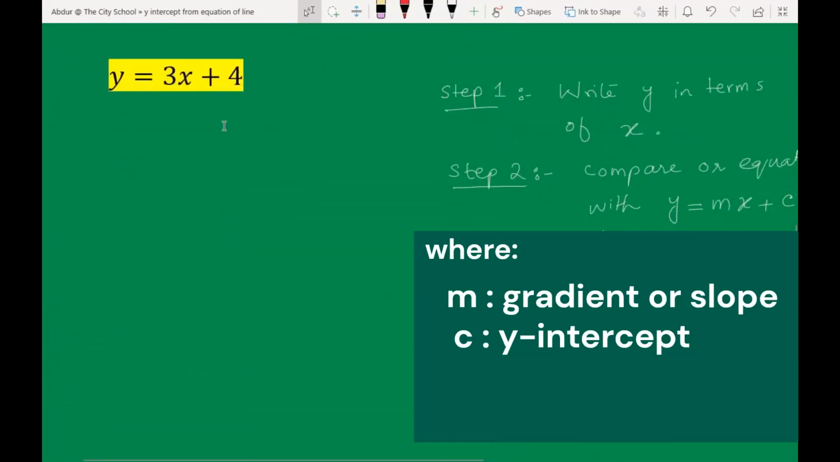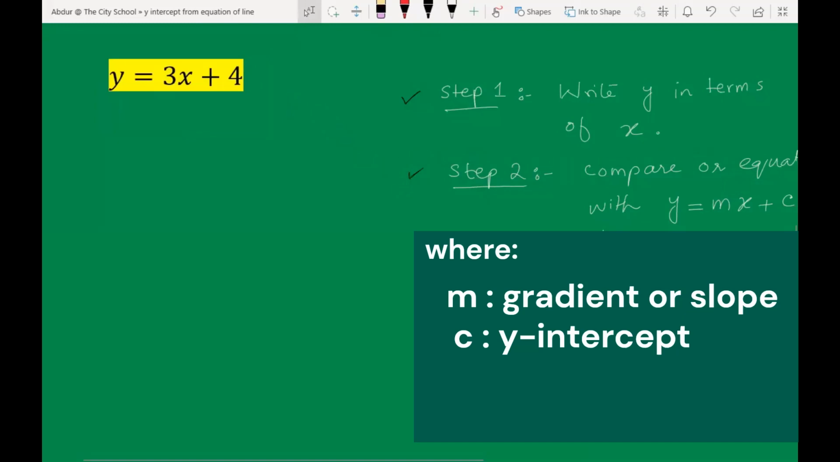Now y equal to 3x plus 4, and we are going to find y-intercept and gradient from this equation. So we have to follow the steps. Step number 1, write y in terms of x. This equation y equal to 3x plus 4 is already written as y in terms of x here. So skip step number 1 and go to step number 2: compare or equate with y equal to mx plus c, where m is gradient and c is y-intercept.